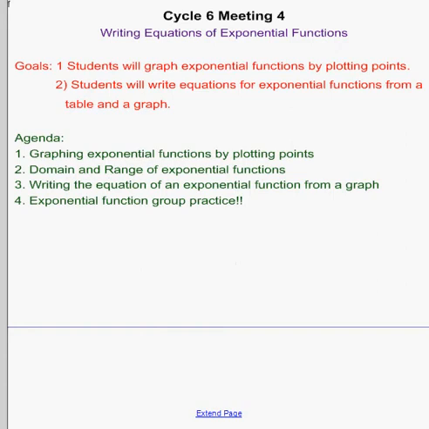Here are your goals and agenda for today, and keep in mind you're going to be doing all of this and keeping all the materials we work on in your notebook. You do not have to do number 2, so don't even worry about number 2 right here. Just worry about numbers 1, 3, and 4.